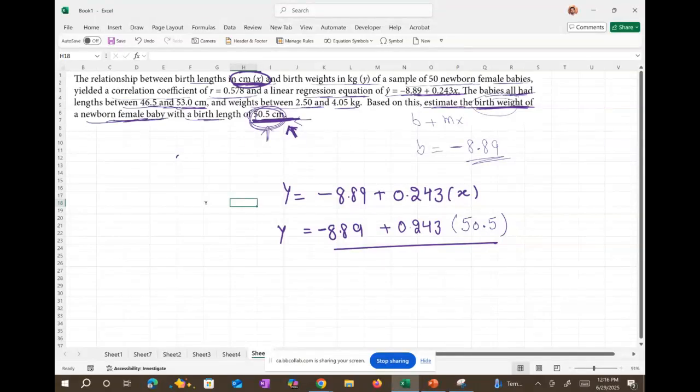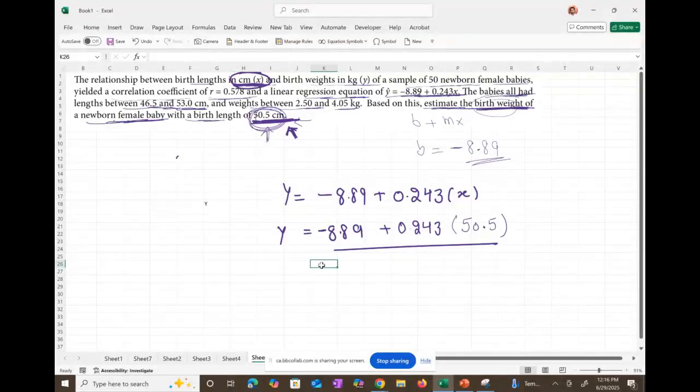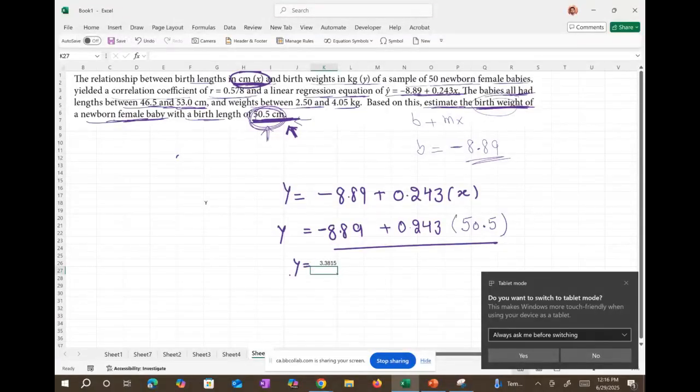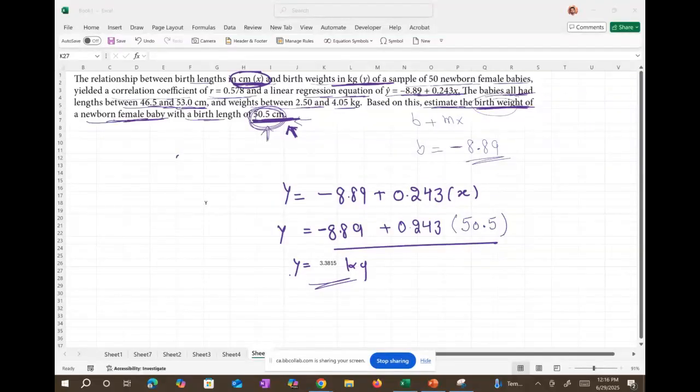So let me just do the calculation: y equals negative 8.89 plus 0.243 multiplied by 50.5. That's going to give you the answer. That means the y value is approximately this many kg, because y is the weight sample, which is in kgs. Right, so hopefully you were able to understand.